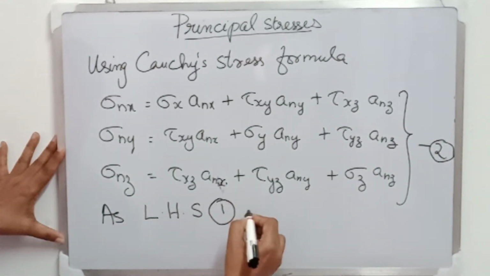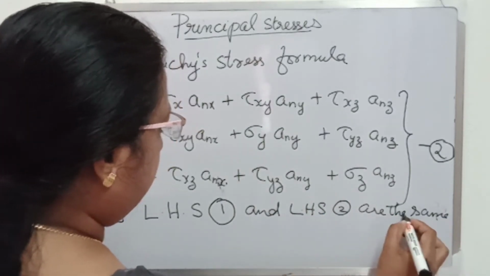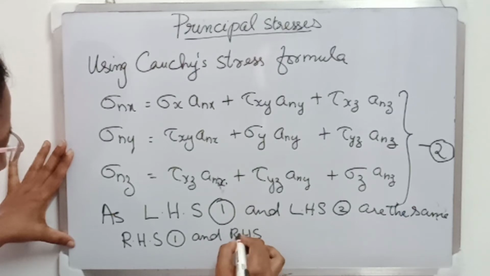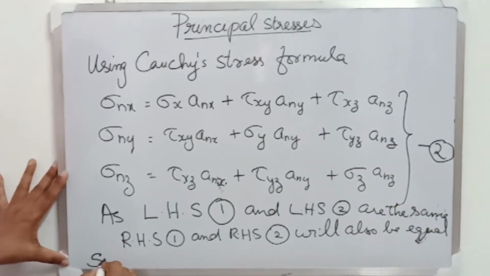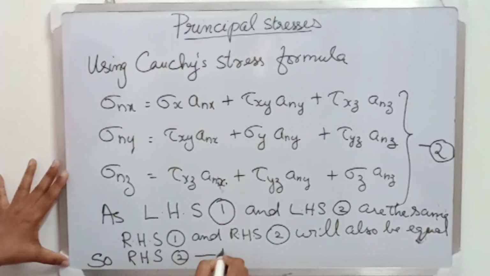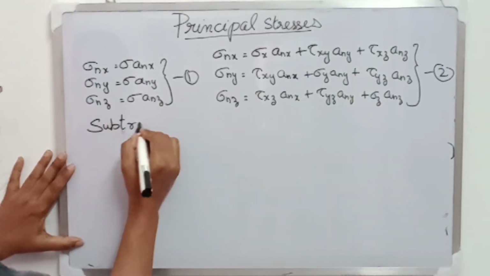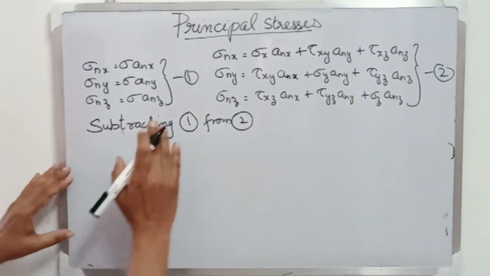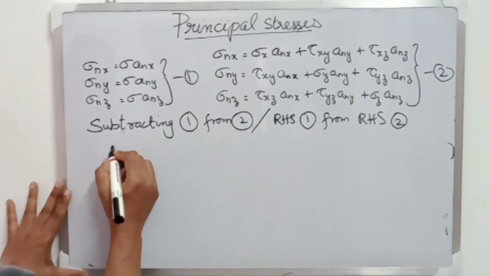As the left hand side of equation set 1 and left hand side of equation set 2 are the same, the right hand sides of equation 1 and equation 2 will also be equal. So the right hand side of equation 2 minus right hand side of equation 1 should be equal to 0. Now I have written both the sets of equations here, and I am subtracting the right hand side of equation 1 from the right hand side of equation set 2.